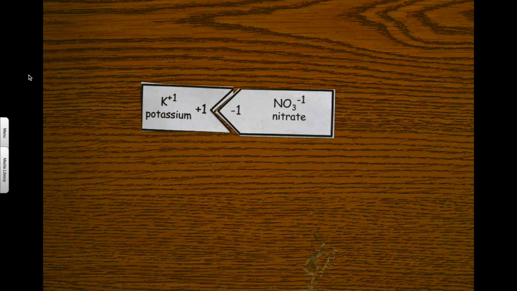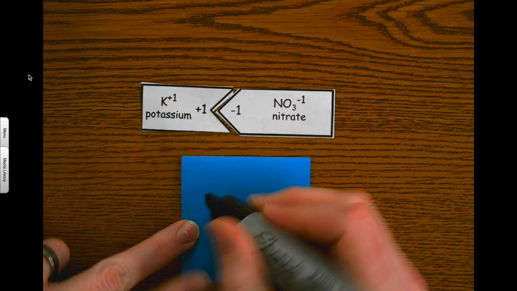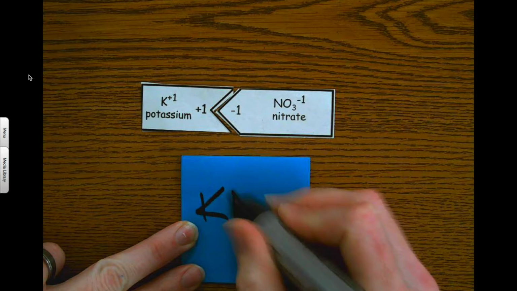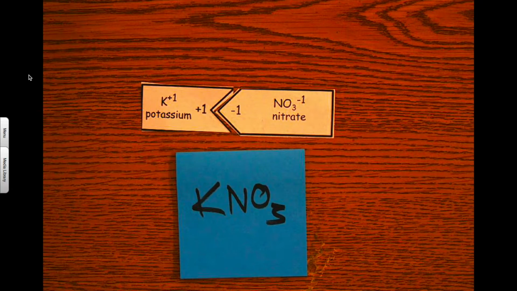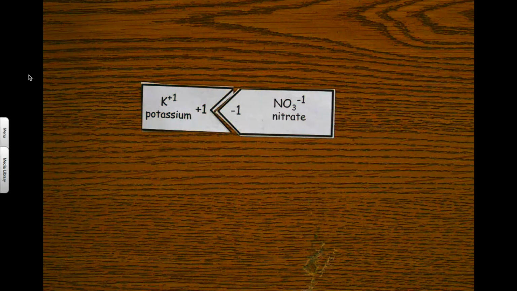and so we get this type of thing called potassium nitrate. So the way we would write that is KNO3. Okay, potassium nitrate, KNO3. Now there's only one nitrate, so that's fine. Now let's take a look at another one.